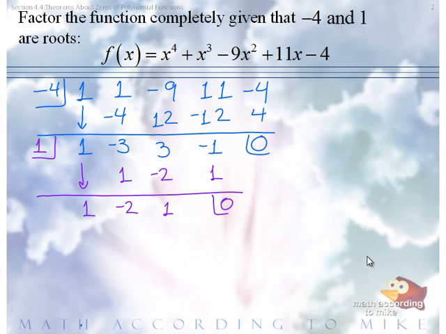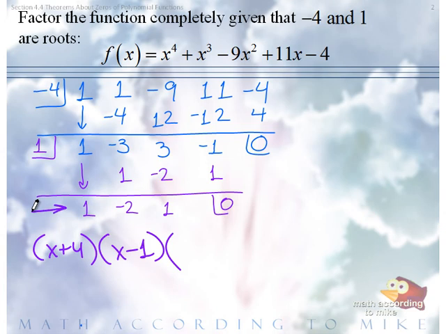So using synthetic division, we had -4 in the box. What is its corresponding factor? X plus 4. We used a 1 in the box. What is its corresponding factor? X minus 1. And what is this something that we're left over with down here on this line? Oh, I forgot my 2. X squared minus 2x plus 1. Good.